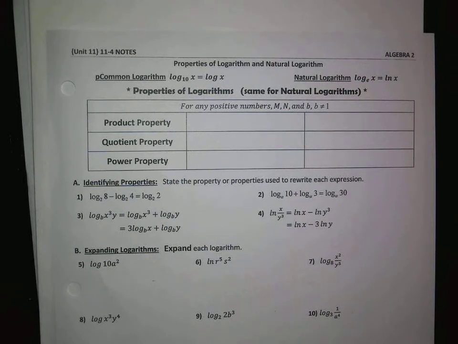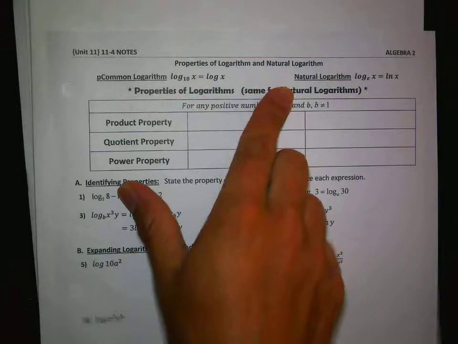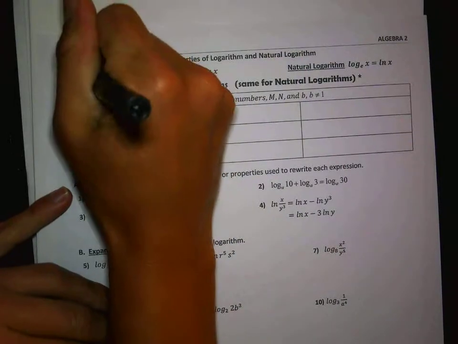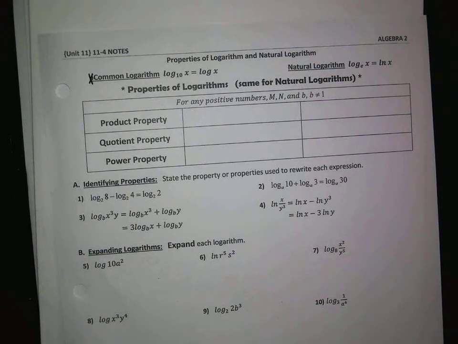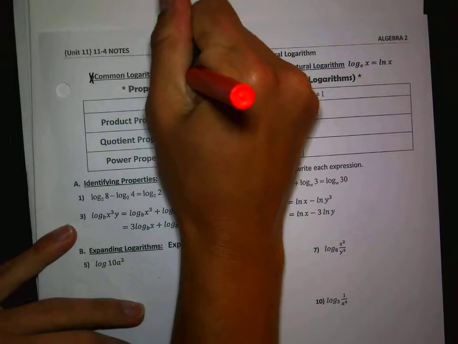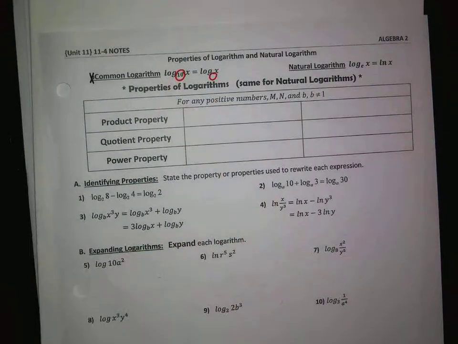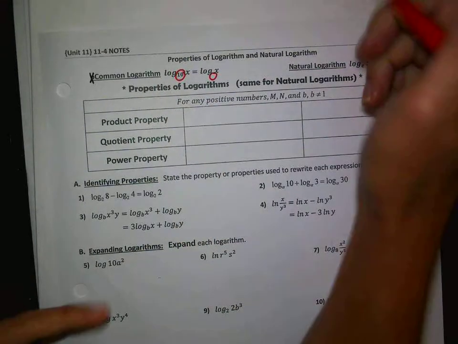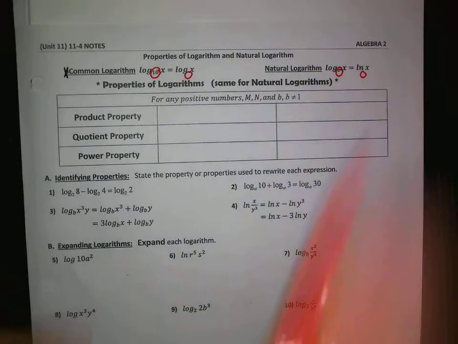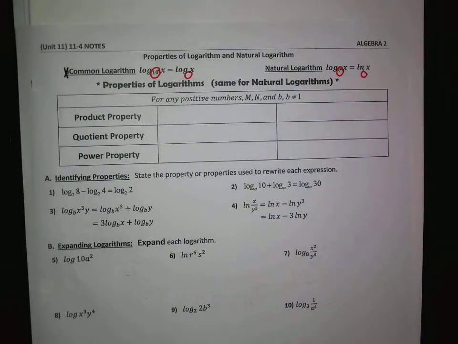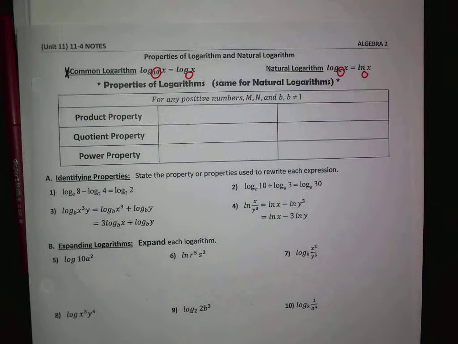So today we're going to be doing properties of logs and natural logs. This first part here is just a review. The P is not supposed to be there. But this is just telling you the common log means that if the base is not there, it's an understood 10. And then the natural log, if the base is not there, it's an understood E. Right, y'all remember that? Yep. So you have to know it.